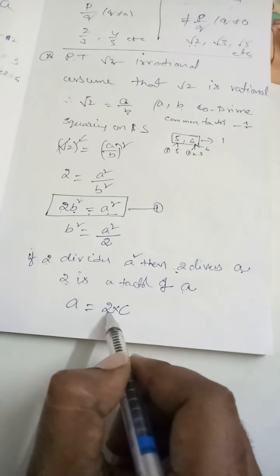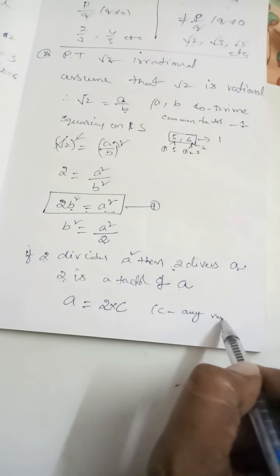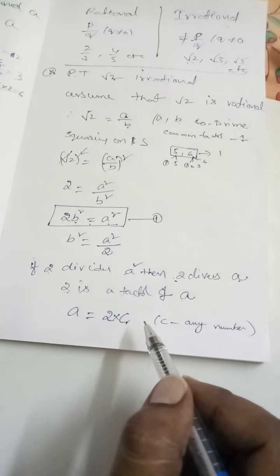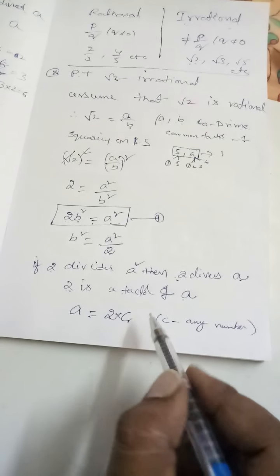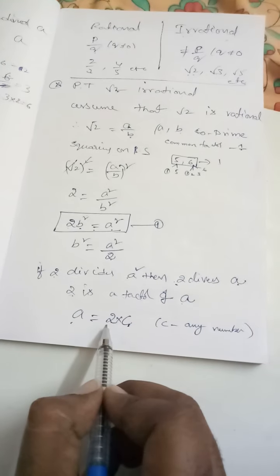So here a is equal to 2 into c. What is c? c is any number. We don't know that number, so I'm taking it as c. In place of c, we can take any alphabet, whatever. Here I am using a, b, so I'm taking c. The value of a is equal to 2 into c. I'm doing squaring on both sides again. a square is equal to 2c whole square, that is, a square is equal to 4c square.